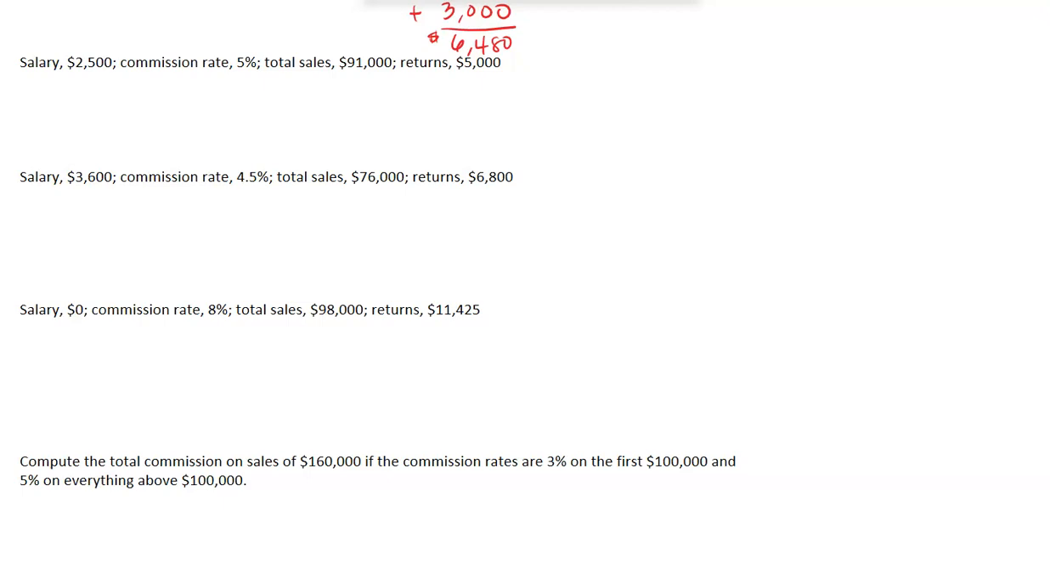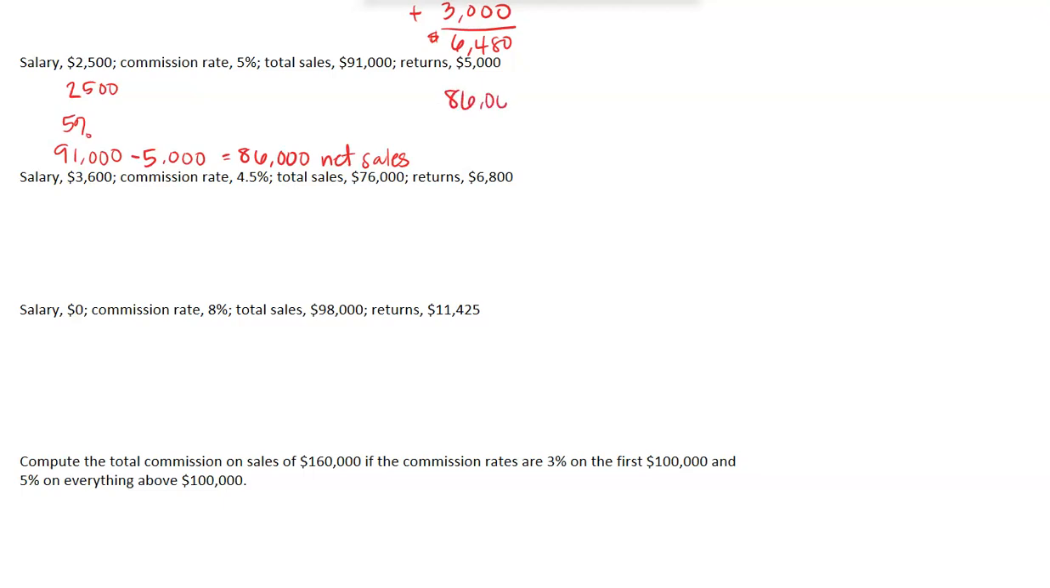Okay. In the second example, notice that there are returns. So their salary is $2,500. Their commission rate is 5% with sales of $91,000 and returns of $5,000. So when we calculate their commission amount, we're going to subtract the amount of returns from their total sales. And 91,000 minus 5,000 is $86,000. Now that I have my net sales amount, I can calculate my commission.